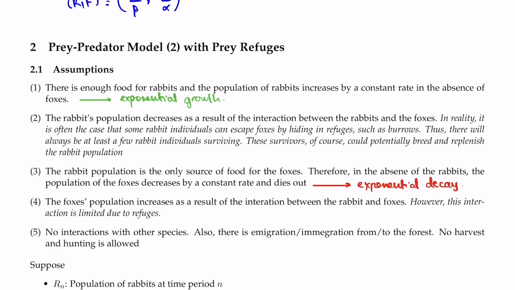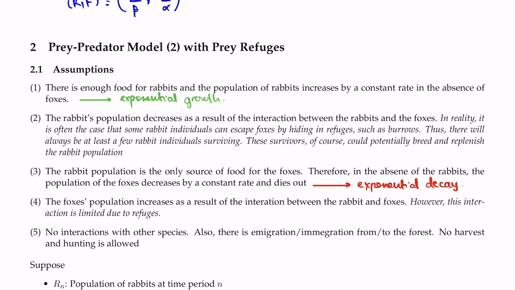For assumption 4, the fox population increases as the result of the interaction between the rabbits and foxes. However, this interaction is limited due to refuges, as mentioned earlier in assumption 2. The rabbits will not be in the wide open area. They will seek refuge in moments of danger, and therefore foxes will not be able to consume rabbits as much as they can in the classic model.